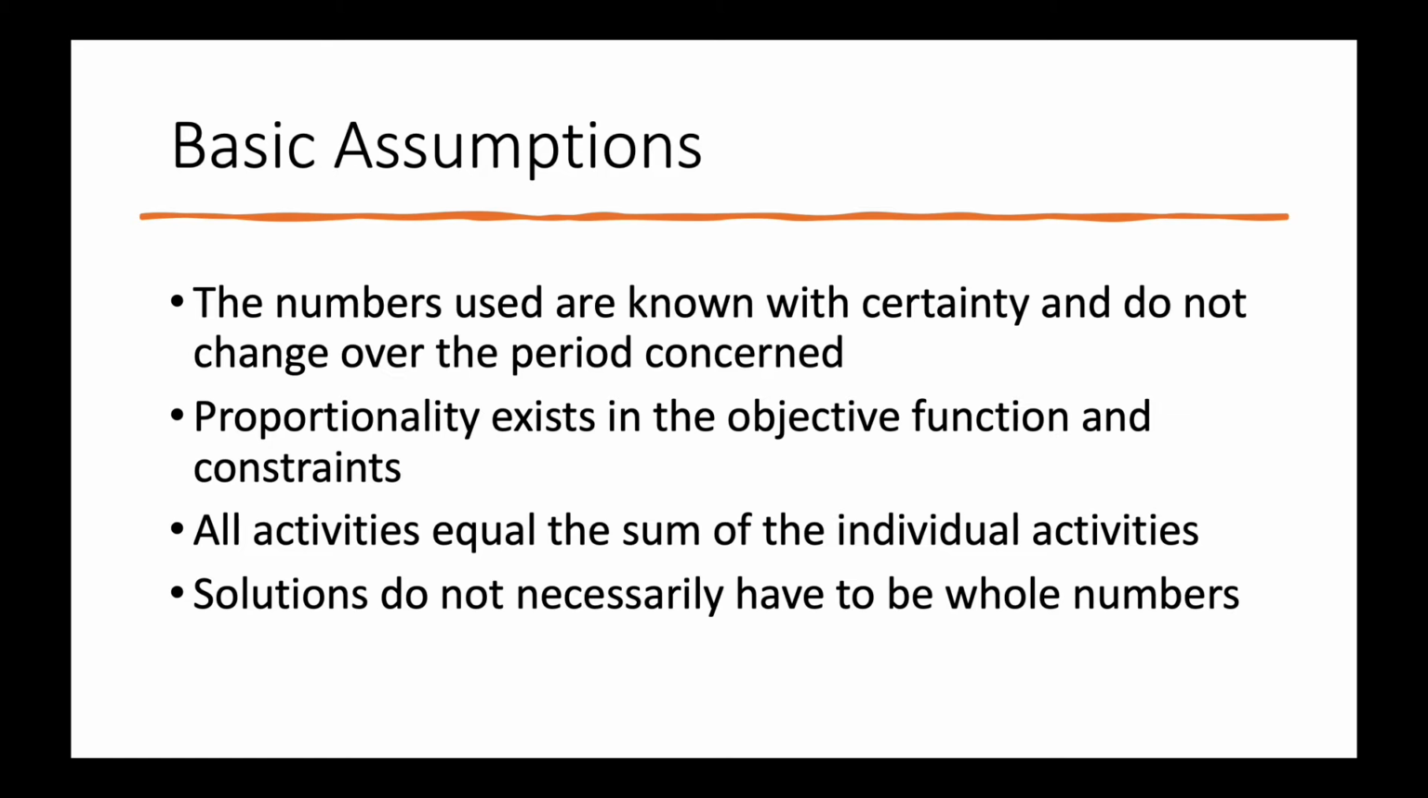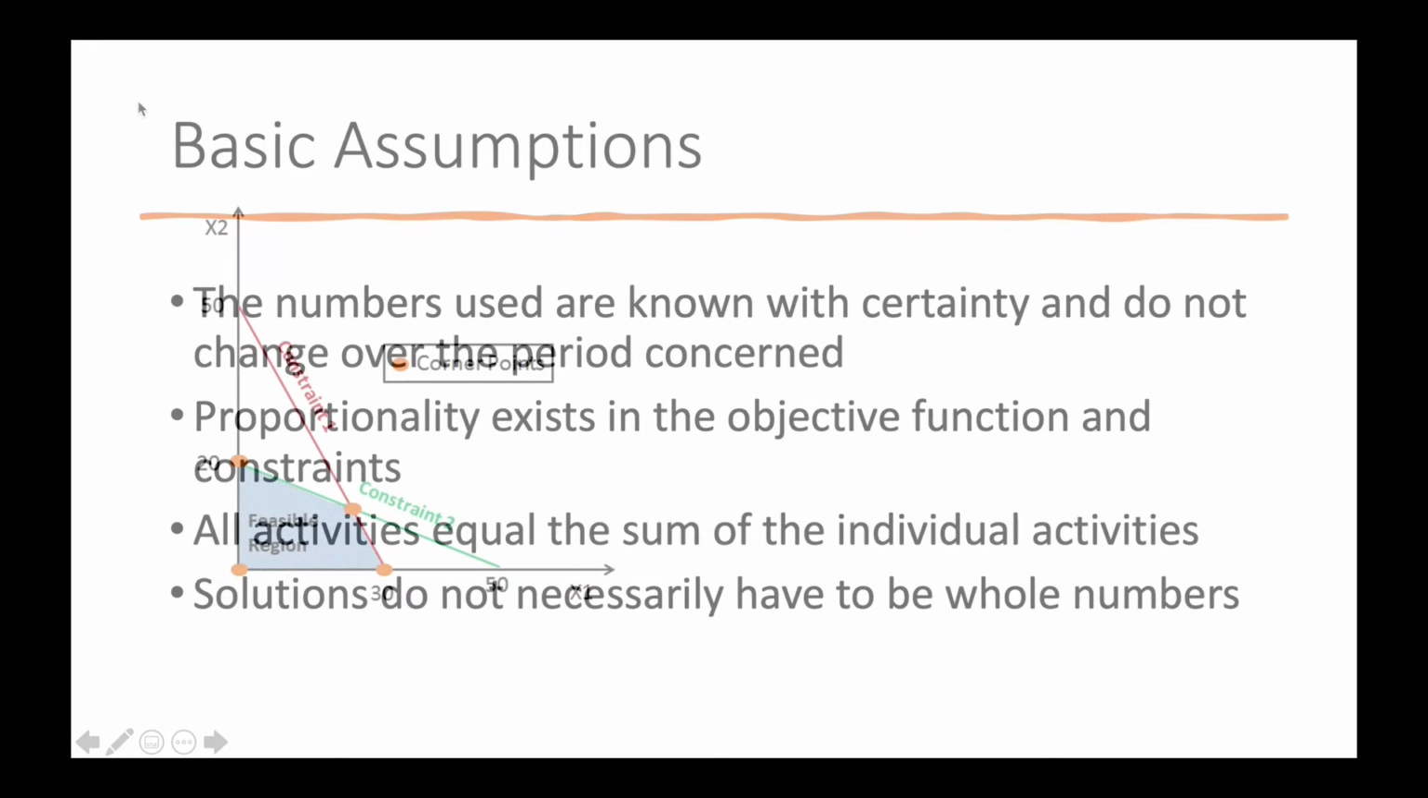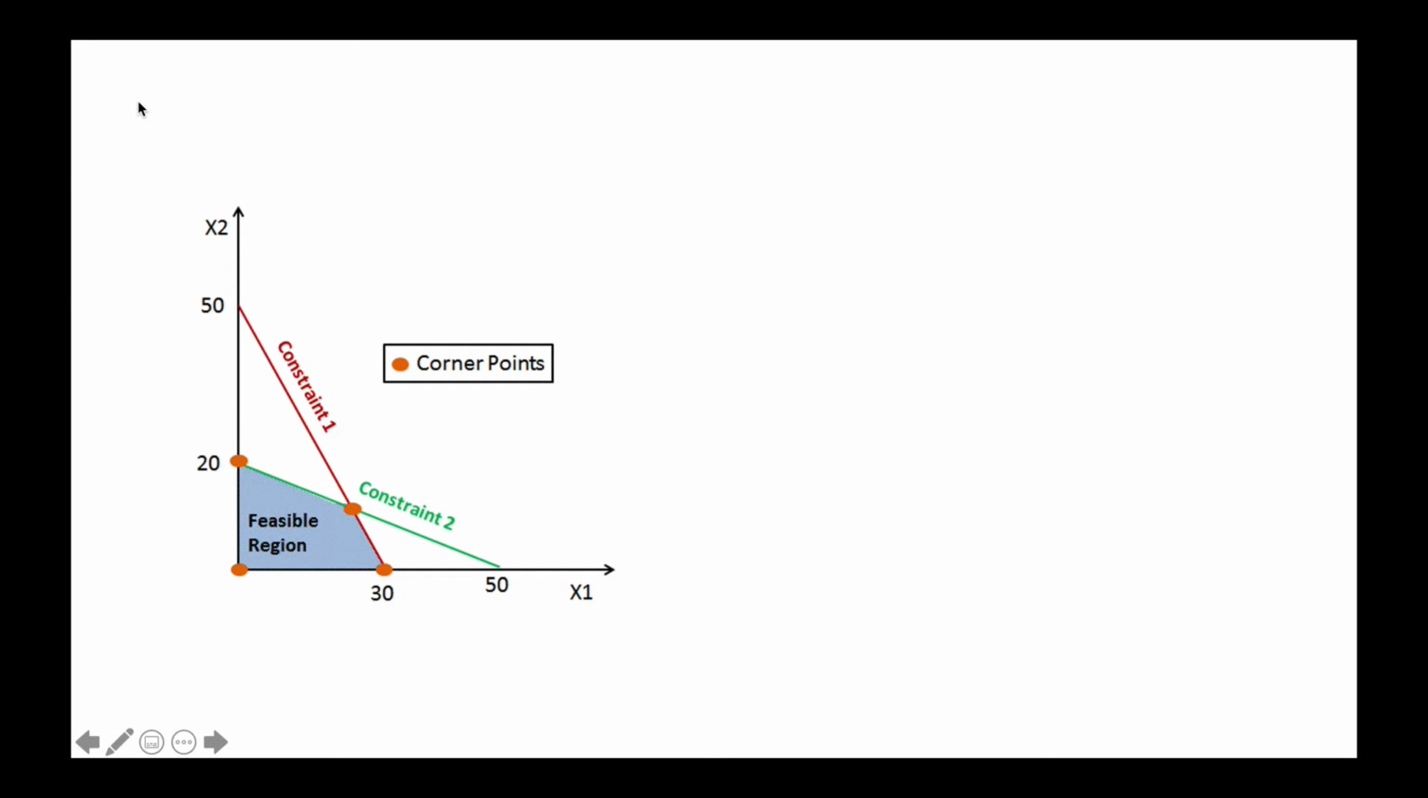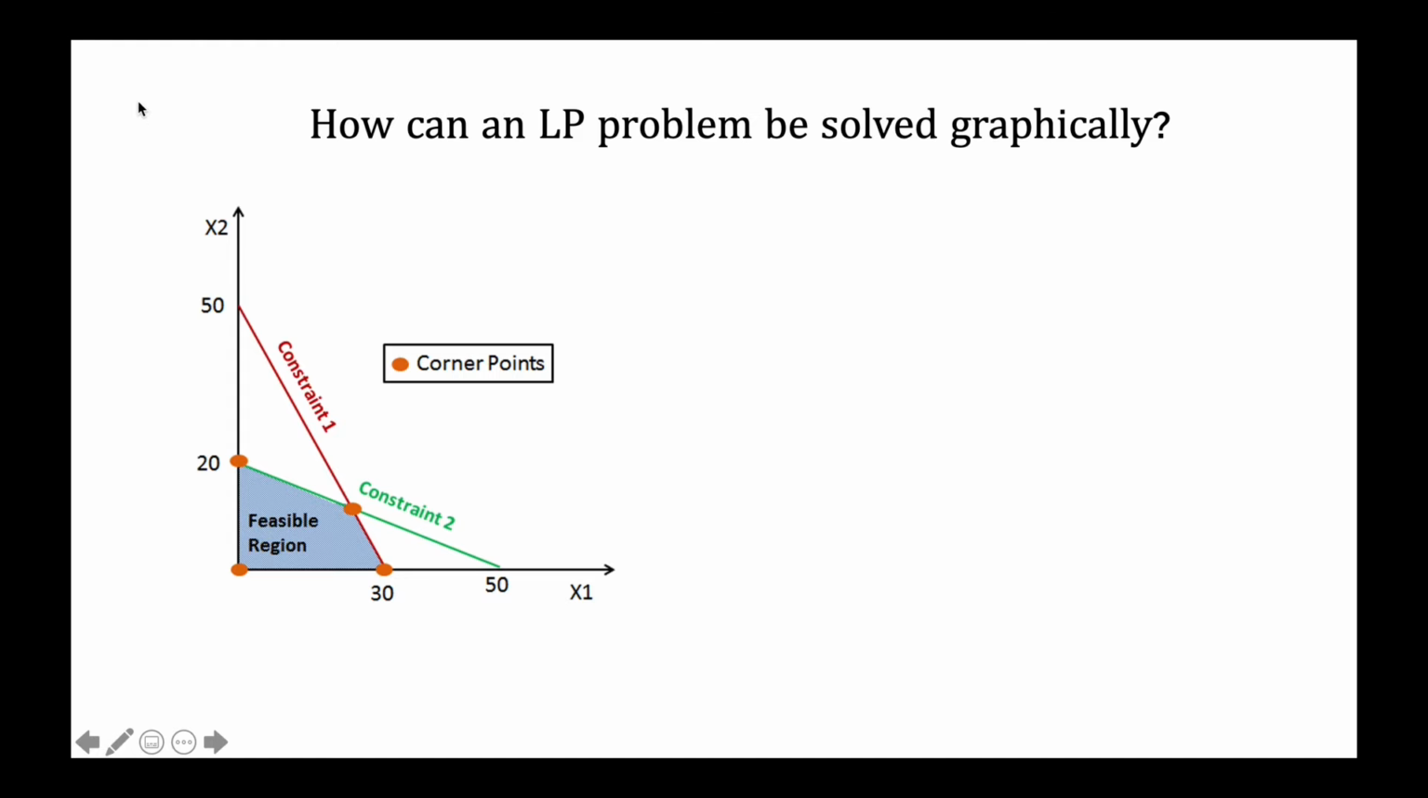When solving linear programming problems, the following basic assumptions apply. Firstly, the numbers used in the objective functions and constraints are known with certainty and do not change over the period concerned. Additionally, proportionality exists in the objective function and constraints. Lastly, all activities equal the sum of the individual activities, and the solutions do not necessarily have to be whole numbers. The following question is about how to solve a linear programming problem graphically.